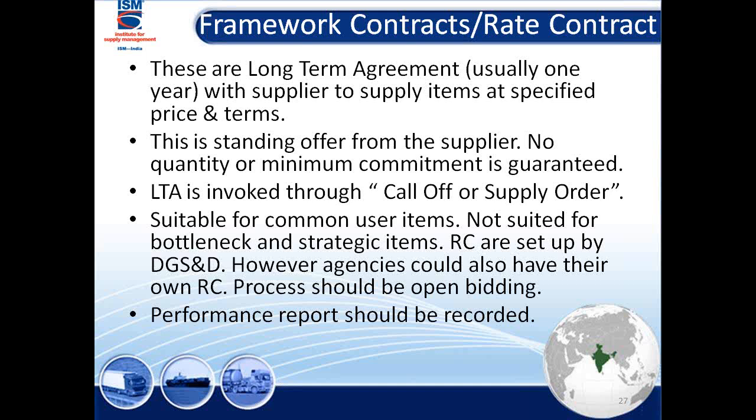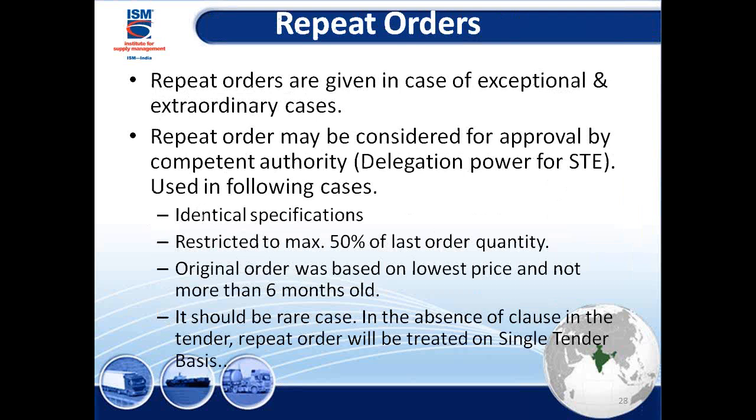Then RC means rate contracts, which are set up by DGS&D. Some of the ministries, some of the railways, I know they also have their own rate contracts. The process should be open bidding. The performance report should be recorded. If you're not recording the performance report, the same bidders who gave you a bad time last time will come again a second time. So you need to record the performance as well, whether to give them a chance next time or not.